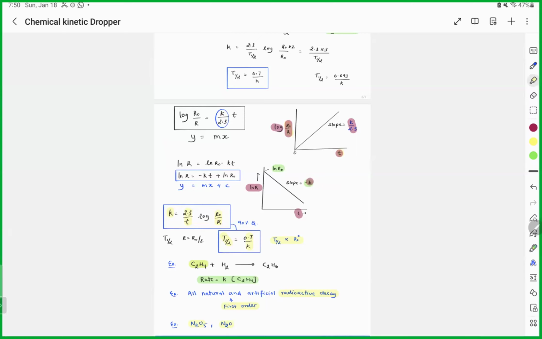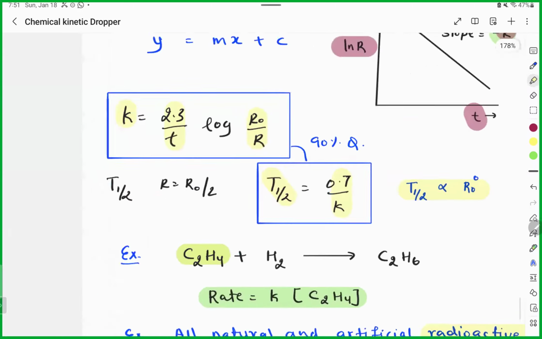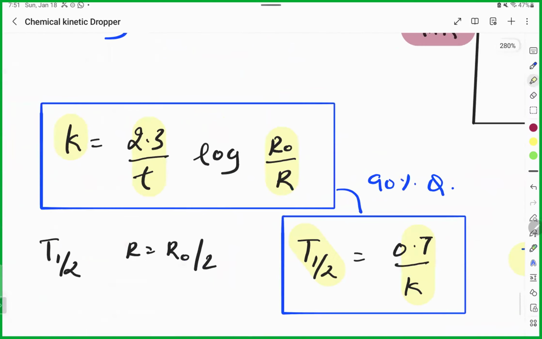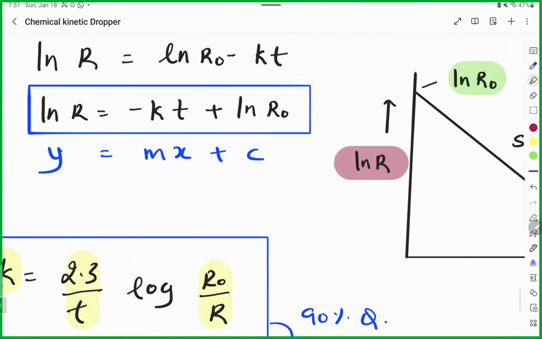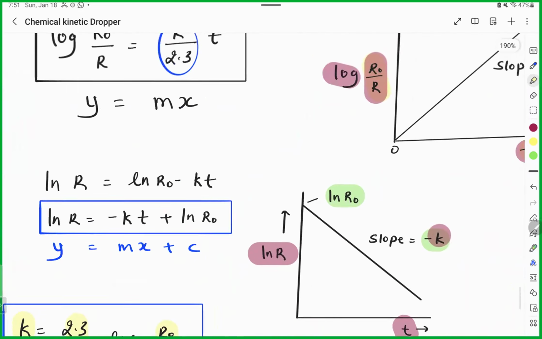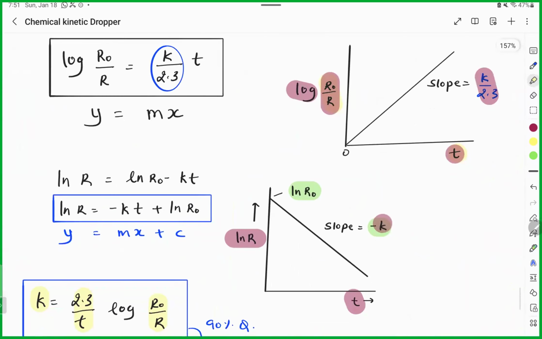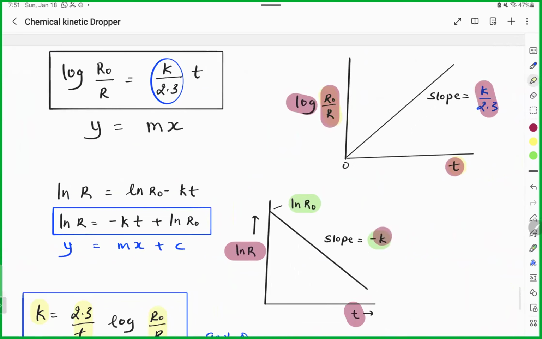You don't need to memorize it. The key is that you need to know the formula. If you are doing the majority of questions, it will be done from this. But if you want to identify the graph, see, both graphs are for first order, but the relationship is different. You need to understand what the y-axis and x-axis are. See here it is natural log R. Here it is log R naught by R. It means both situations. What is the difference? How does this graph look?